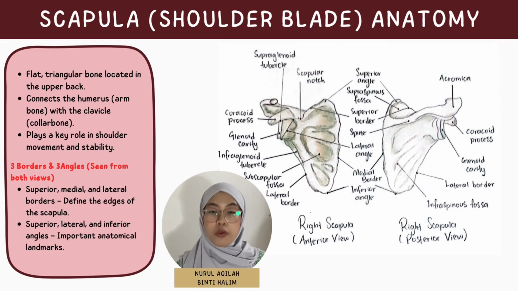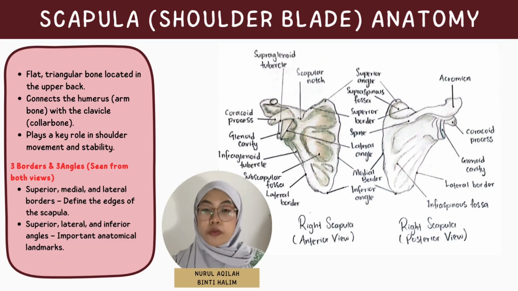From the anterior view, we can identify the subscapular fossa, coracoid process, glenoid cavity, supraglenoid and infraglenoid tubercles, and the scapular notch. From the posterior view, the key features are the spine, supraspinous and infraspinous fossa, and the acromion. We also observe three borders, superior, medial, and lateral, and three angles, superior, lateral, and inferior. These are essential anatomical landmarks.